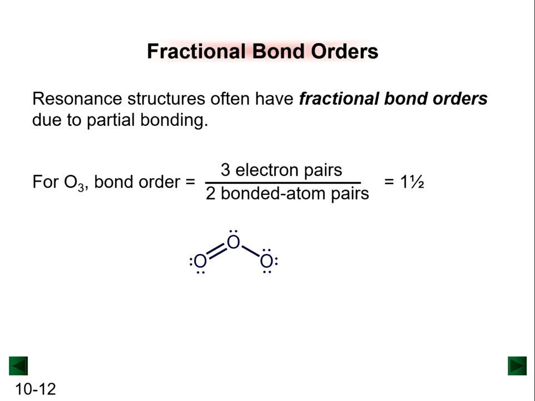And if we measure the oxygen-oxygen bond strength in ozone, it corresponds to a bond strength that is more than a single bond but less than a double bond. And the length of the oxygen-oxygen atom distance inside ozone is shorter than a single bond but longer than a double bond. And so this is all consistent with experimental data.